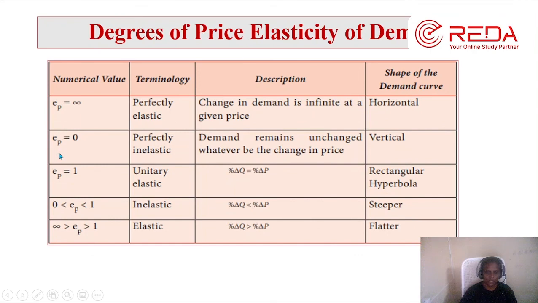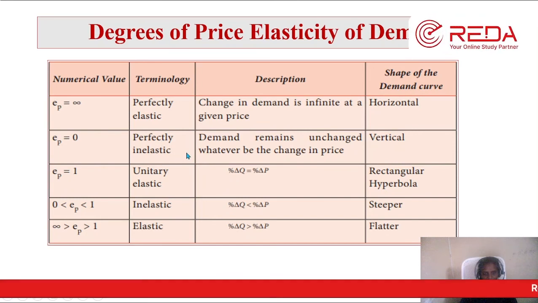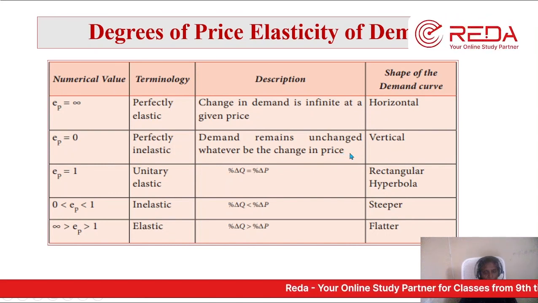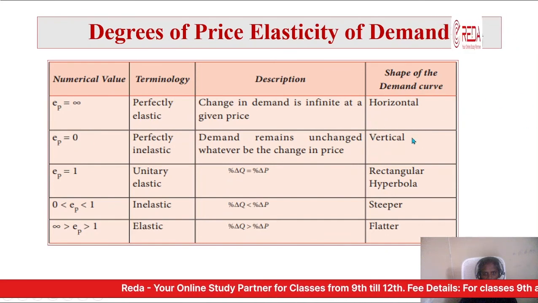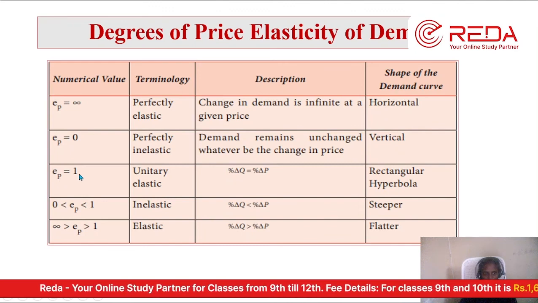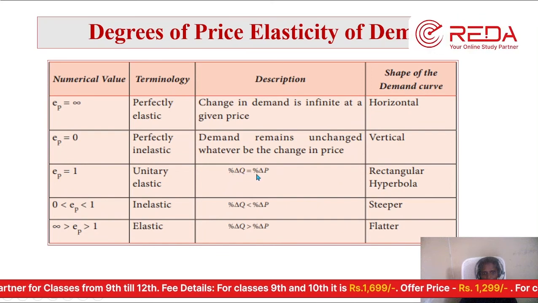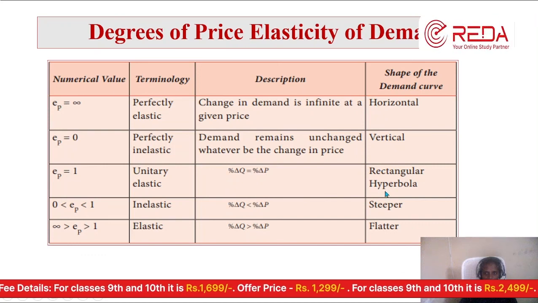The next situation is if the price elasticity of demand is equal to 0. We have seen it is a perfectly inelastic demand, where the demand remains unchanged whatever the change in the price. An increase or decrease in the price leads to a vertical demand curve. Then EP is equal to 1, that is unitary elastic, where the percentage change in quantity equals the percentage change in the price, and the demand curve is shaped as a rectangular hyperbola.